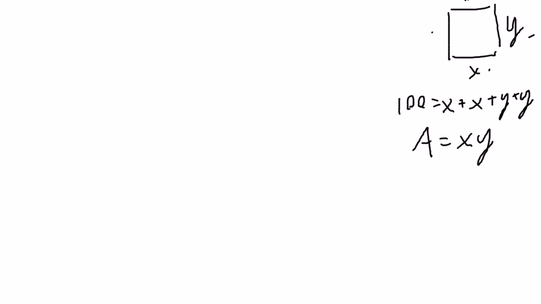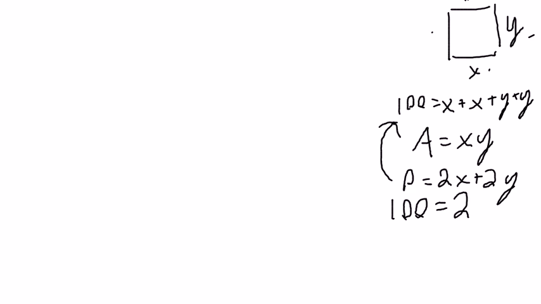And we can also say that we know perimeter is P equals 2x plus 2y, which is very similar to this right above, because they're exactly the same. So we can now substitute that in. We can say 100 equals 2x plus 2y. Now, if we want to eventually maximize the area, then we're going to need to substitute into that equation to maximize it.